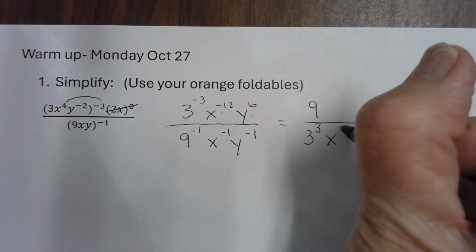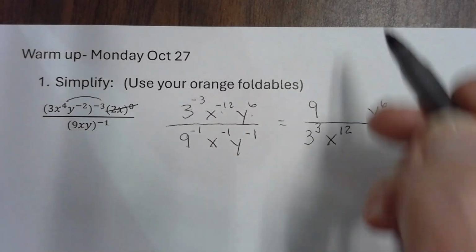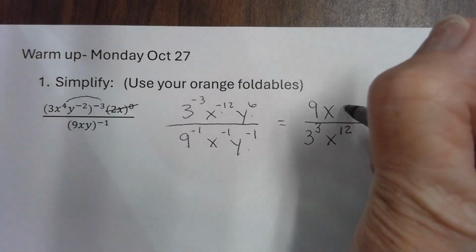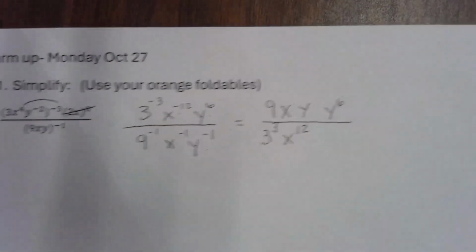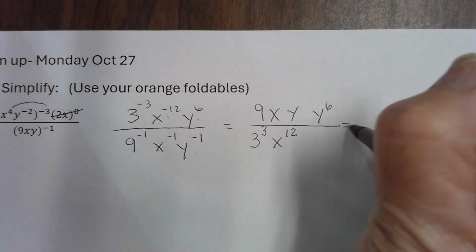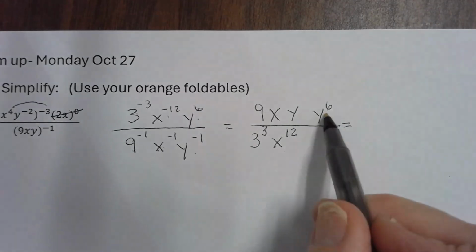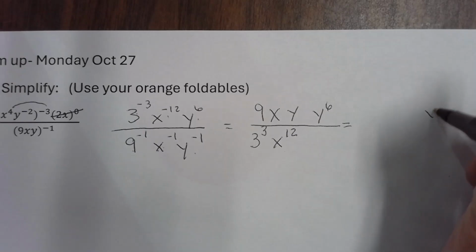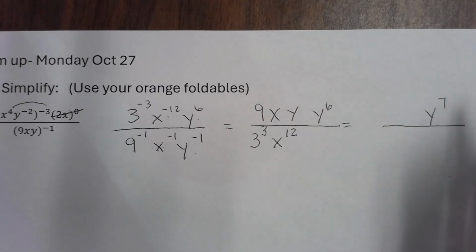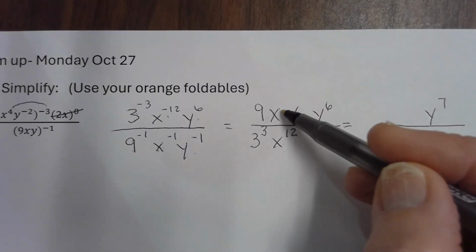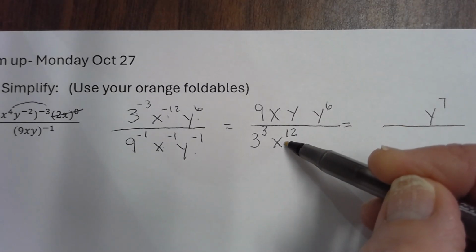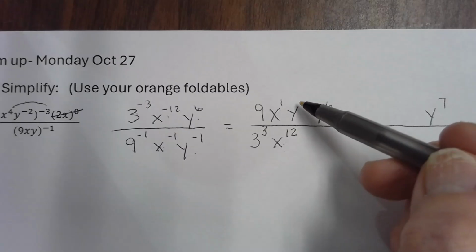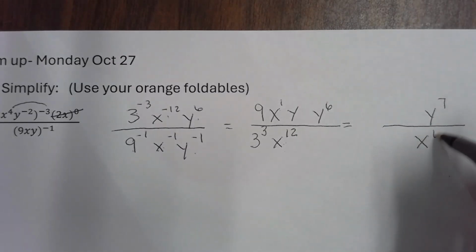I get x to the 12th power on the bottom. I'm going to flip this. I get x to the 1st power on top. I'm going to flip this. I get y to the 1st power on top. With the y's, what am I doing with the power? Adding. So that's y to the 7th power on top. With the x's, what am I doing with the power? Subtracting. And where's the x going to wind up? On the bottom to the 11th power.